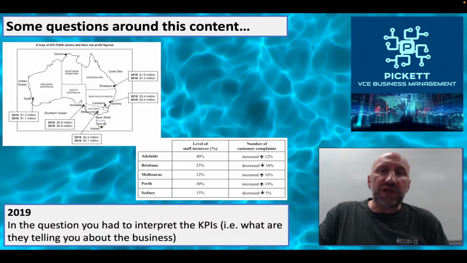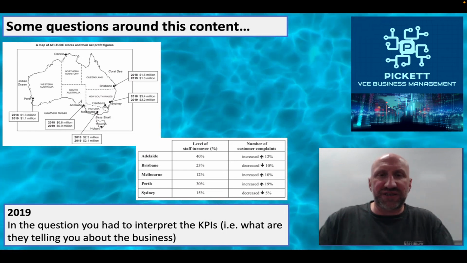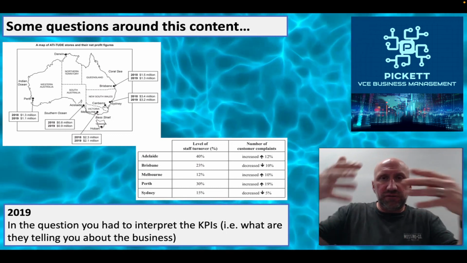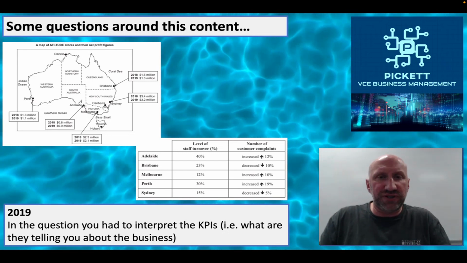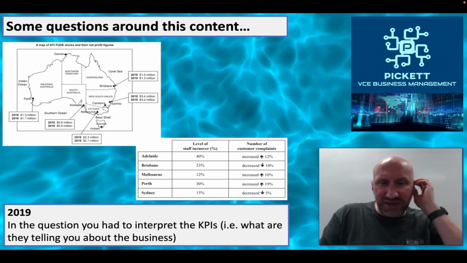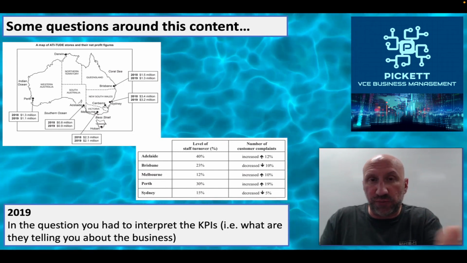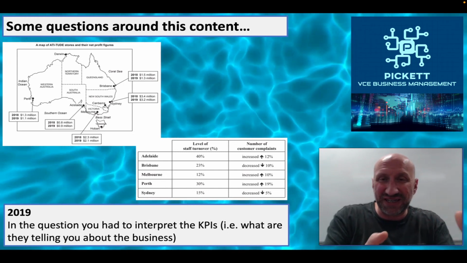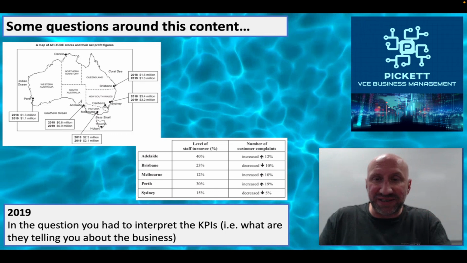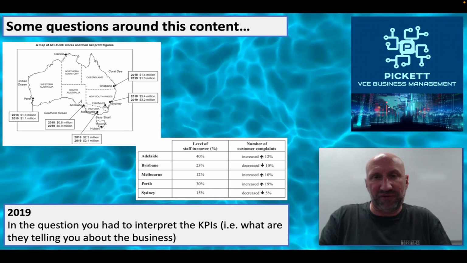Now, finally, some questions around this content. I'm just going to skim through this. You will get some practice in this, but just to demonstrate how this is now very different. You're still writing your questions in words, but now you're looking at different types of information than you've looked at before. So in the 2019 exam, you were given this information. And basically, I'm not going to go into detail, but you had to interpret the KPIs. So in other words, you had to look at this data in front of you and make some comments about what that is telling you about the performance of the business. And there were a few questions framed around that.